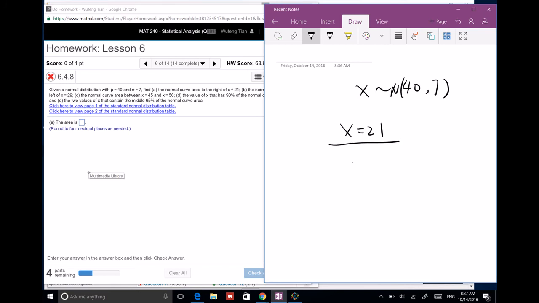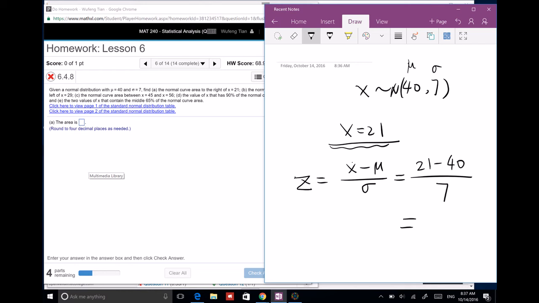The first one is the area to the right of x equals 21. So x equals 21. You know, the z-score formula is x minus mu over sigma. And I find a z-score, which is 21 minus 40 over 7. Okay, so plug it in. This is your mu, this is your sigma. So negative 19 divided by 7, which is 2.71. So it's negative 2.71.